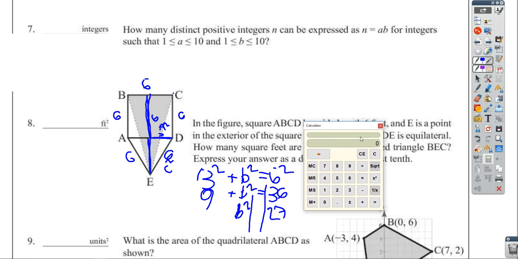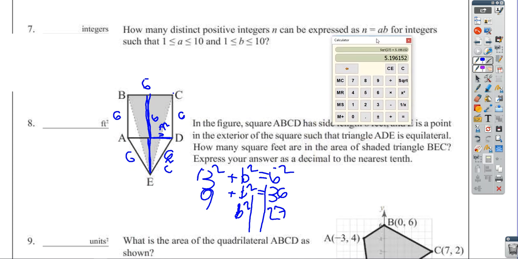To find b, we take the square root of 27. It says round to the nearest tenth, so it's 5.2. So we know the side length right here is 5.2. And then we would add 6 to 5.2, you get 11.2, and then you multiply 11.2 by 3 to get this side of the shaded triangle, and you get 33.6, and that's the answer.